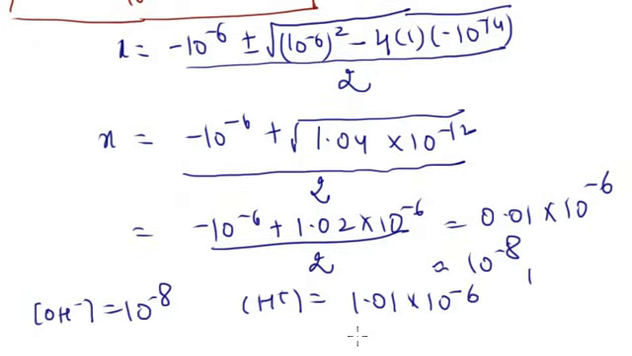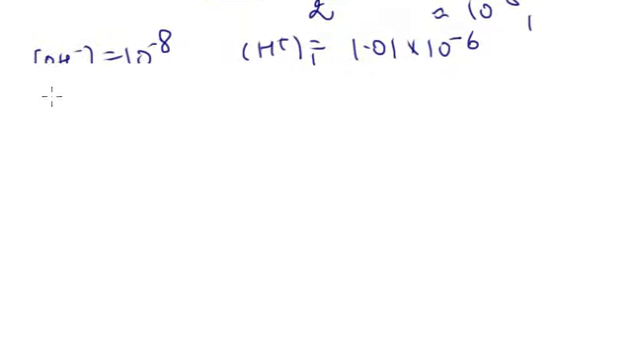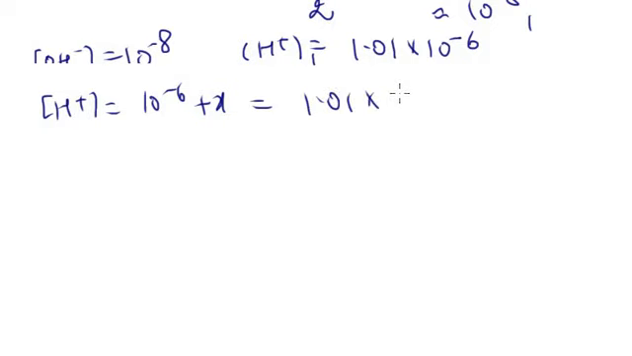If I write the value of H+, the H+ was 10^-6 plus x. So it is 1.01 times 10^-6. So the concentration of H+ comes out to be 1.01 times 10^-6.